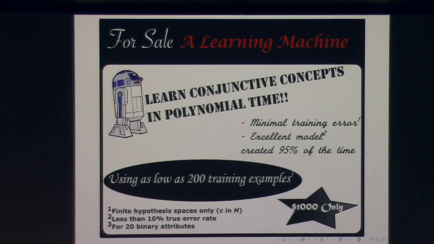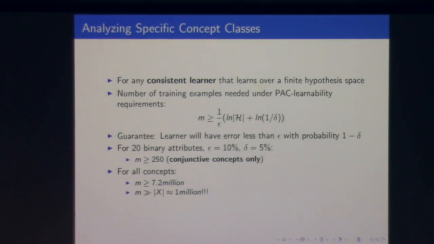So for example, let's say a salesperson comes to your house and hands you a flyer selling you a machine learning algorithm, right? That happens all the time. And let's say the person says, here is an algorithm, and it learns conjunctive concepts in polynomial time, and it gives zero training error. And it is excellent because it always creates a great model, which has less than 10% true error rate 95% of the time. And then it claims that you can do that using as few as 200 training examples, right? So you can verify this claim by using this result, okay?